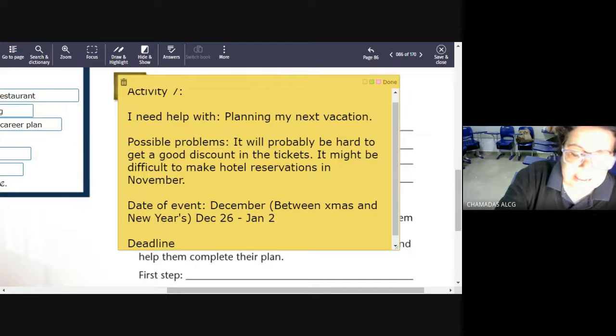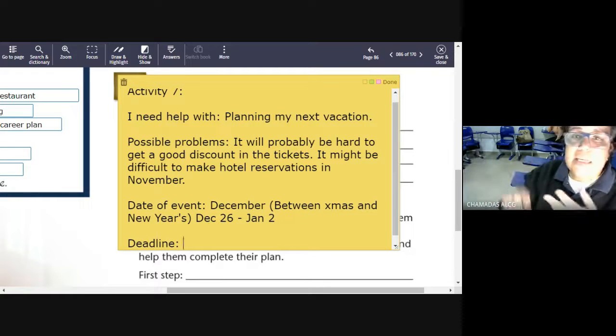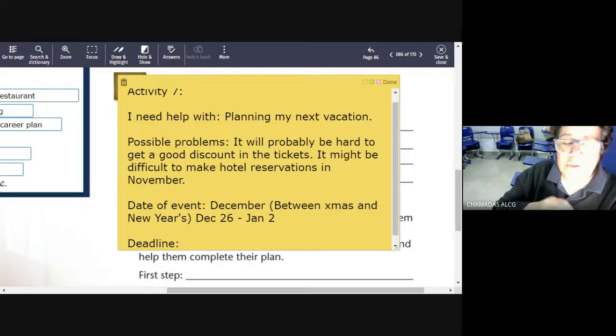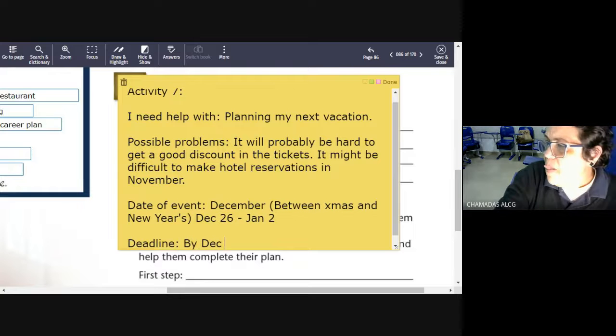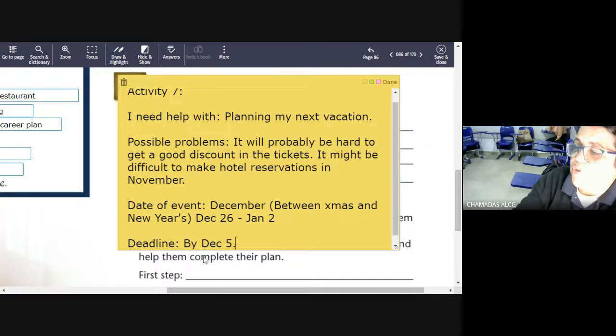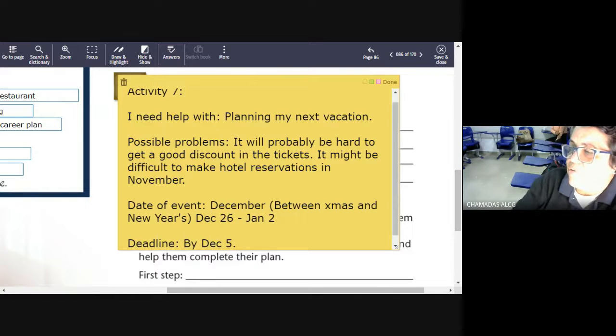The deadline is the last day to have everything all set. Tickets, reservations, and so on. I think by the beginning of December, we should have everything done, right? So let's put it by December 10th, but December 5th at most, right? We cannot go beyond that because if we leave it for December 10th, it will be too late. So by December 5th is the last day for the final arrangements. But the reservations have to be done way before.